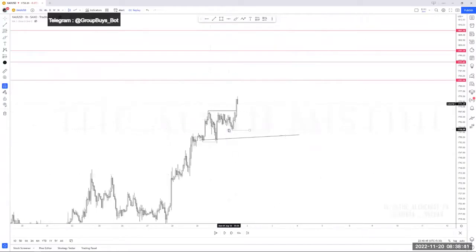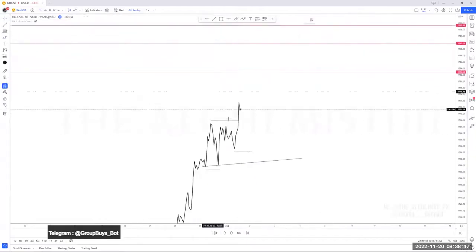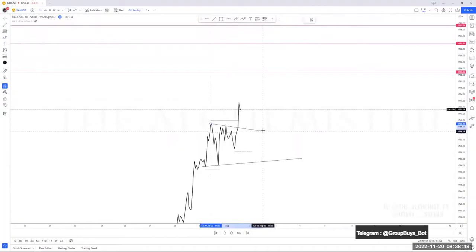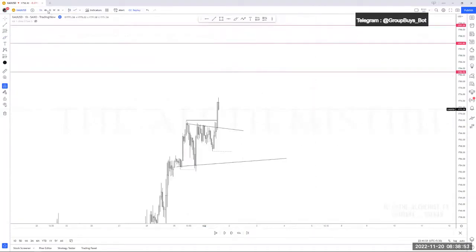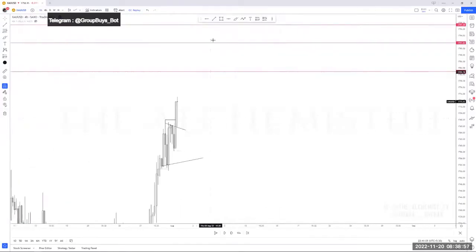Everything is set. We have this liquidity in here. We have this in here, and we can even see this one right here. Break and retest trend line. Can you see it? We had a break and retest trend line. You'll have to train your eyes. Let's go to the 4 hour time frame.